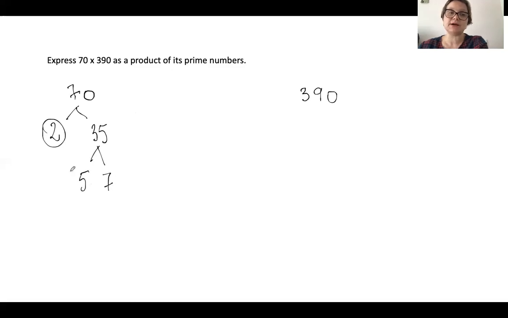Both of them are primes. Please circle both of them. And so 70 is going to be a multiplication of 2 times 5 times 7, and all of them are primes.